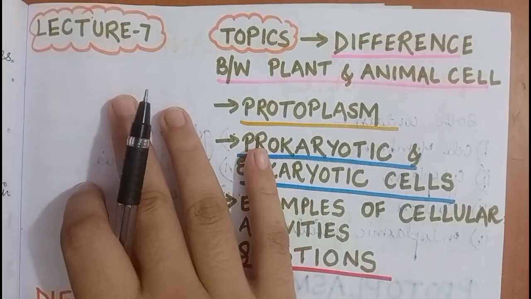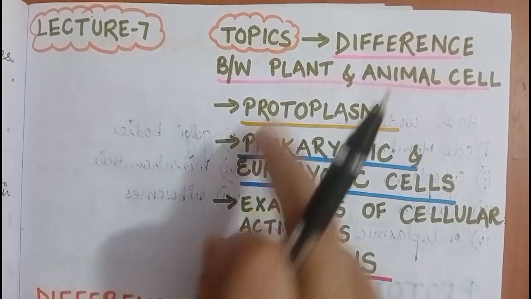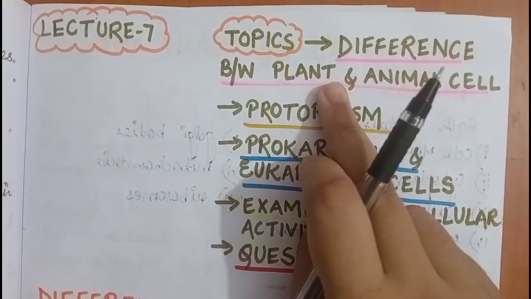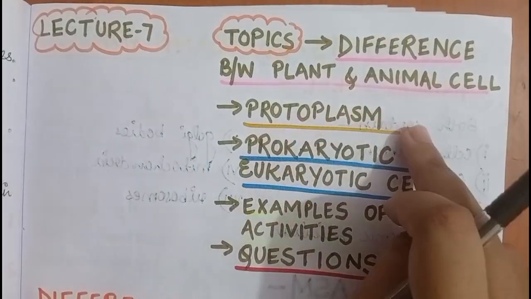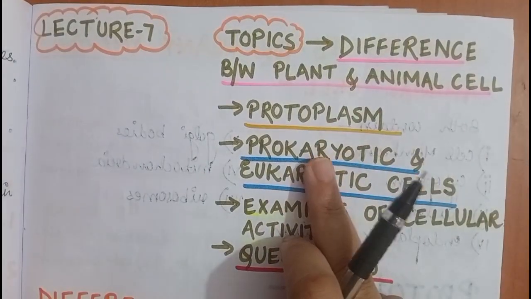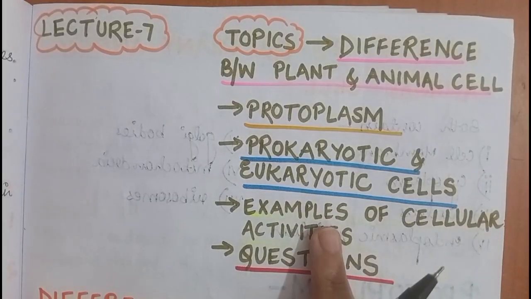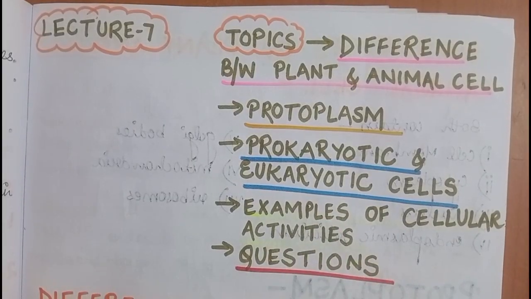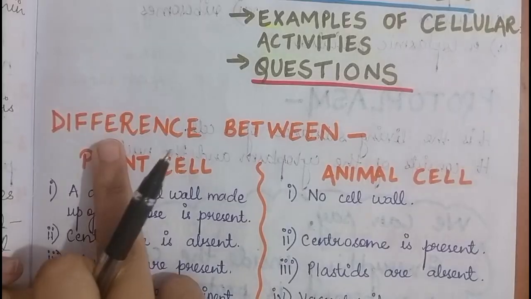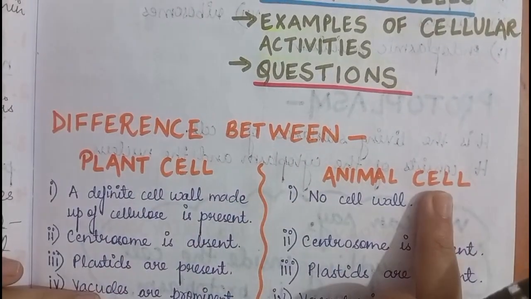This is lecture 7, and in this lecture we are going to cover the topics: difference between plant and animal cell, protoplasm, prokaryotic and eukaryotic cells, examples of cellular activities, and solve some questions. So let's begin. First, difference between plant cell and animal cell.